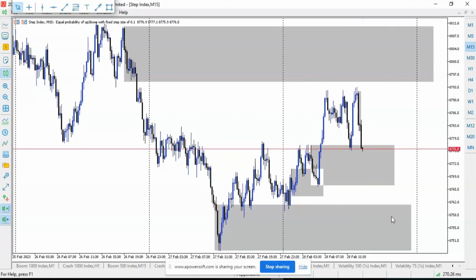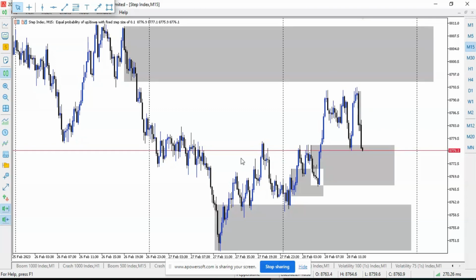Let's say if the market shifts in one of these zones, if I get a shift in market structure in one of these zones here, then I'll be targeting bigger. But as a scalper, if I choose to scalp off one of these, one of the things I can look at is here.